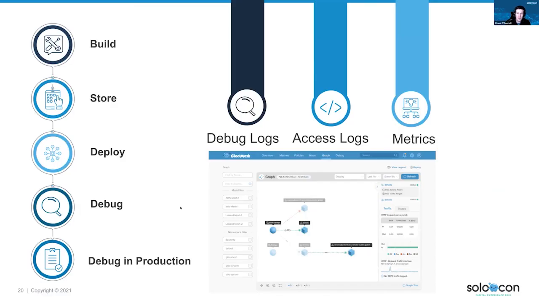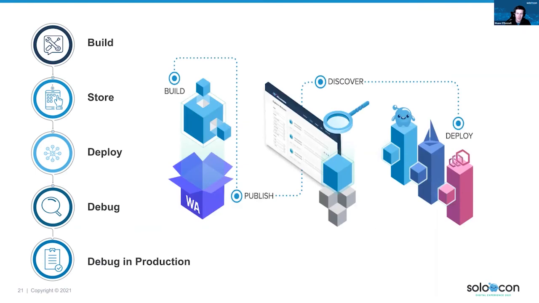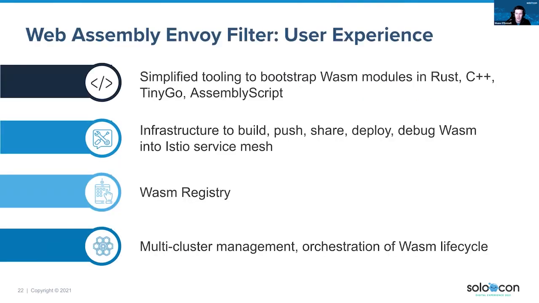So in summary, we've looked at how you can attach a debugger to do dev level debugging. We've looked at how you can look at debugger logs inside of your filters. We've also looked at more production appropriate use cases like access logging and metrics, which you can use in your clusters at scale. We've looked at the entire lifecycle of a WASM filter, of how you can go about building it, how you can publish it to a registry, how you can discover filters that other people have written and published up to the registry, and how you can deploy it across your cluster.